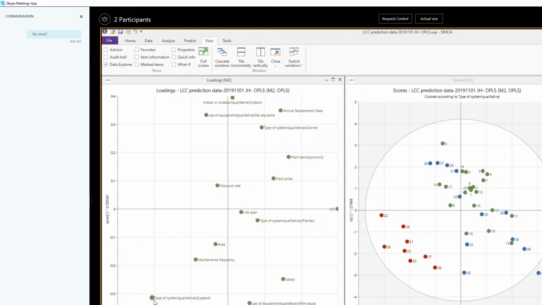So if you see here that system type equals support, right? So that's in this space. All of these, now we just happen to have it colored by system type support, so it makes it quite easy, but all of these are in that region, right? So that's clearly a grouping where system type support is very different from where it says system type carrier, which is up here, and system type planter, which is here.